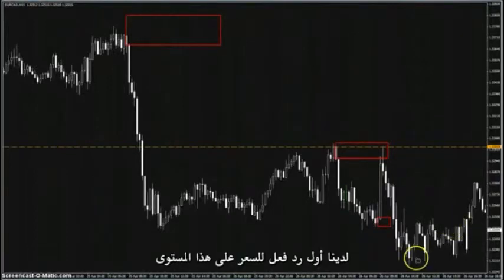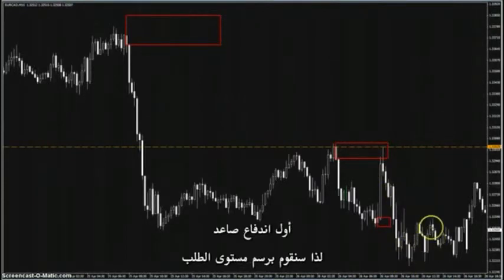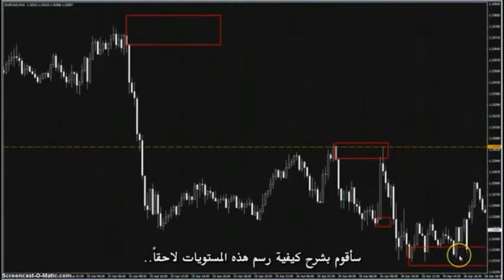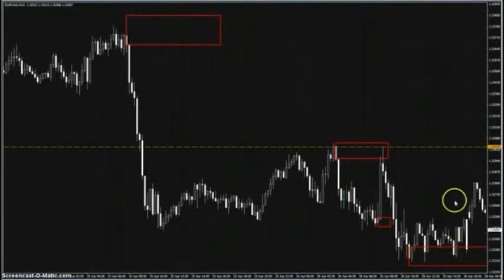So what do we get here? We get our first kind of decent reaction from this drop, our first significant swing up. So we're going to draw this demand level. And again, I'll get into exactly how you draw these levels later. Don't worry about it for now.